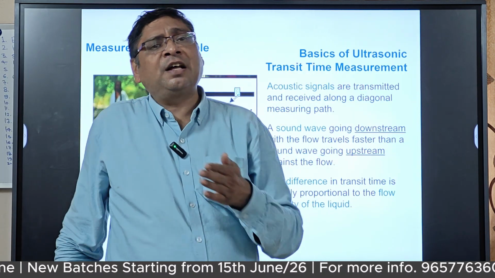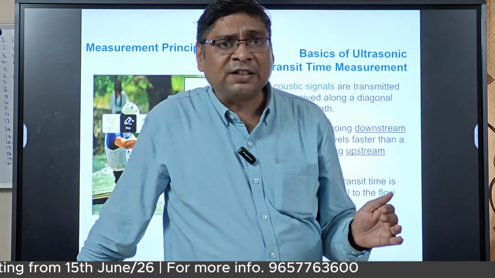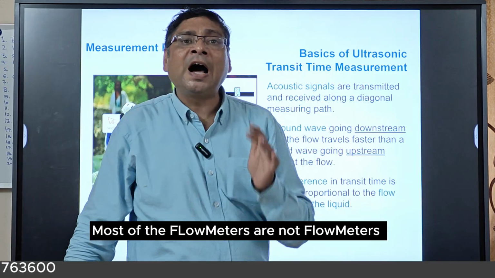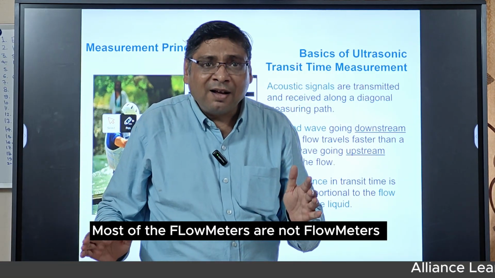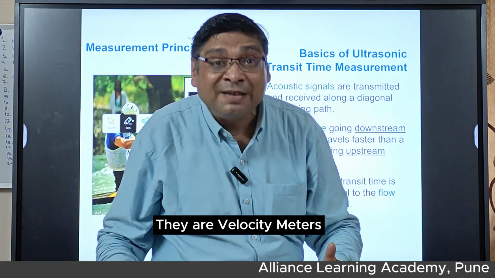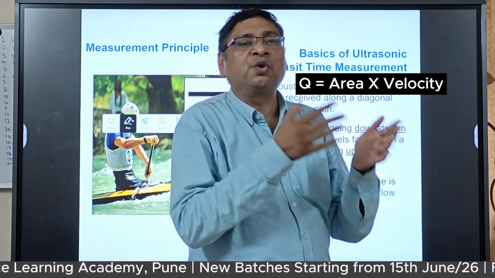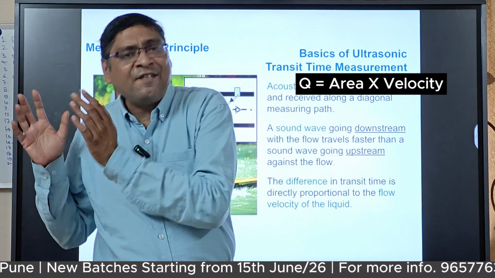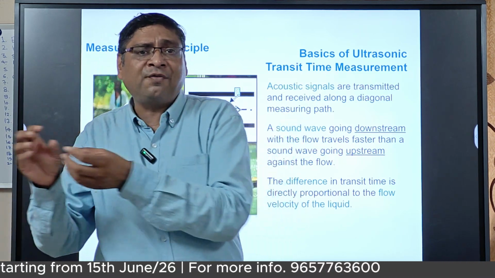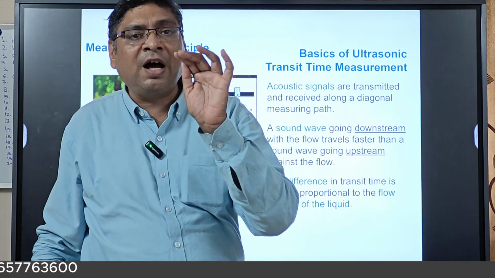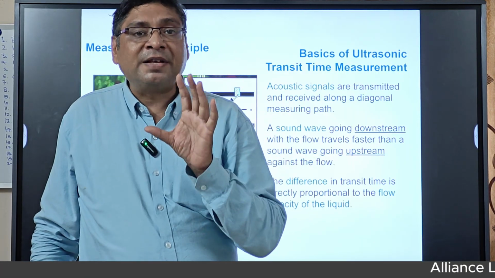earlier, when we were discussing the properties of fluids, we discussed that most of the flow meters are not flow meters. They are, tell me, they are velocity meters. Because we know the continuity equation, Q is equal to area into velocity. If we know the velocity of the fluid flowing through the pipe or the channel, we can easily calculate the Q. This is the basic principle.